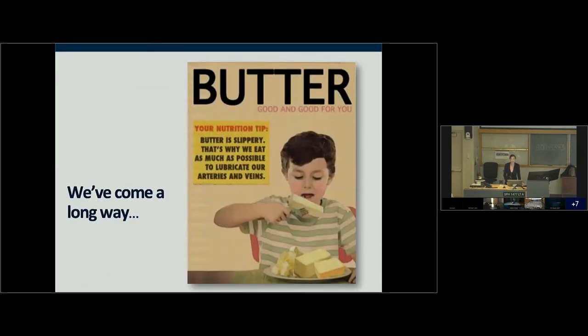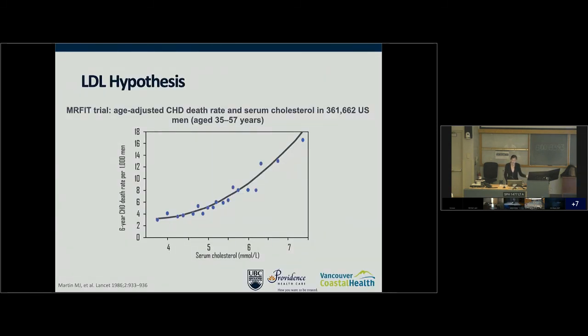Now, before we go on, I do want to show you this thing that I found extremely funny. This was an ad from the 1960s or 1970s. So back then, butter was advertised as being very good and good for you. So it's very slippery, which means it lubricates your arteries and your veins, and you should eat as much of it as possible. So we've come a long way from that because we know we can't just eat sticks of butter anymore. But back in the 1980s, they started forming this LDL hypothesis, sort of disproving that last theory wrong.